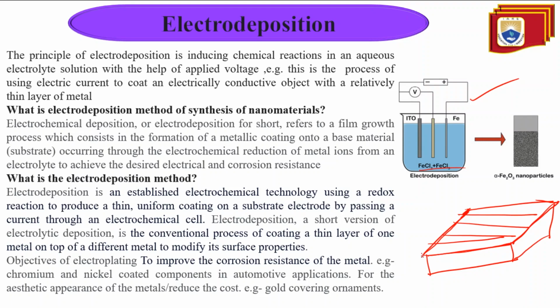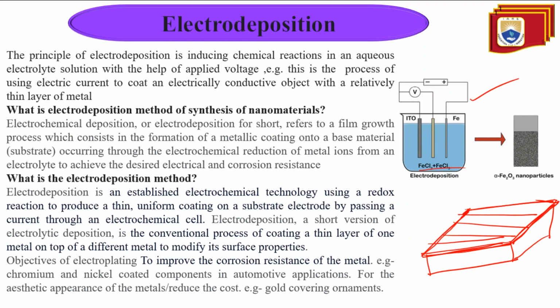That means if you try to deposit a magnetic material, to avoid the oxidation of that particular magnetic material, we deposit some other non-magnetic material on it. On that, we again deposit some magnetic material. So that means we can form a multi-layer structure. This is one of the deposition techniques where we can fabricate thin film nanomaterials.